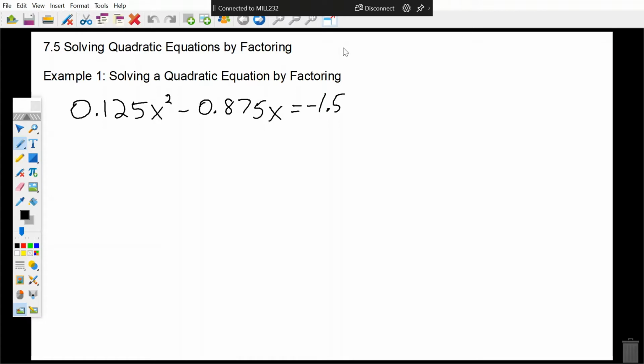Welcome back to 7.5, solving quadratic equations by factoring. Let's begin. 7.5 is similar to 7.4, except here we're just going to look at three different examples of factoring. This is similar to what you would have done in grade 10, just taken up to the next level here.